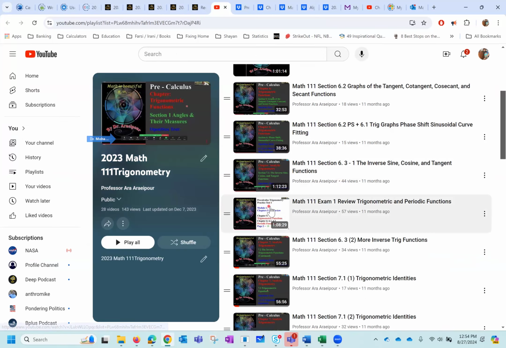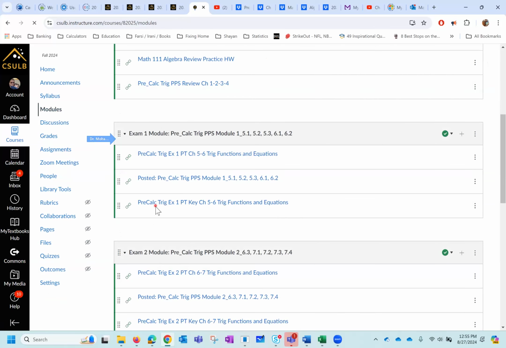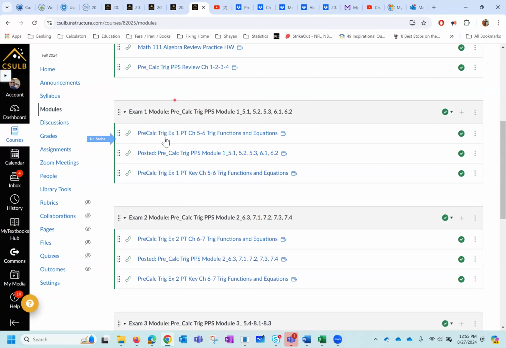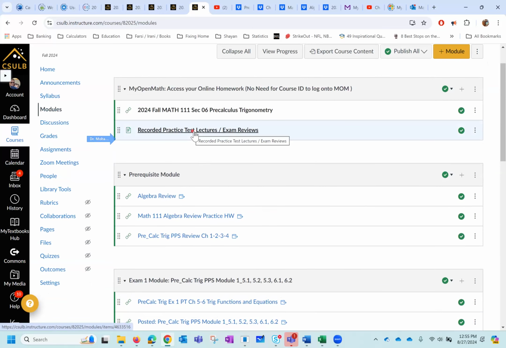And this is the exam review, which basically covers those practice tests mainly. So for each module, we have a practice test, PowerPoints, and a key to the practice test. On the recorded practice test, we also have detailed solutions. So we covered everything here. What is this one? Let me put this in student mode.